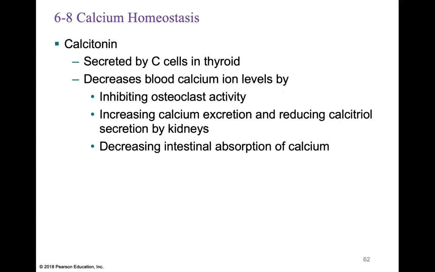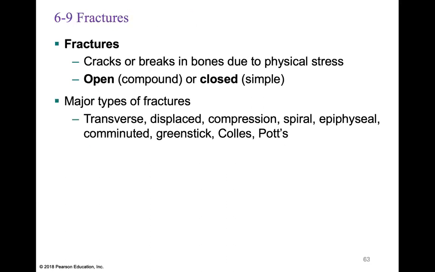Calcitonin, on the other hand, will be the opposite. Calcitonin is when you have plenty of calcium. This will actually inhibit the activity of osteoclasts, and you will see a decrease in absorption through the GI tract, as well as an increase in the excretion via the kidneys.